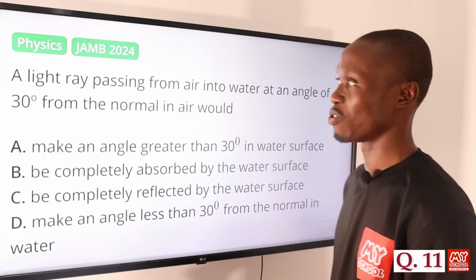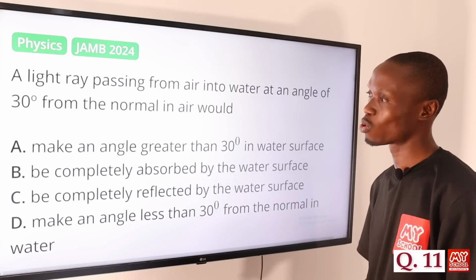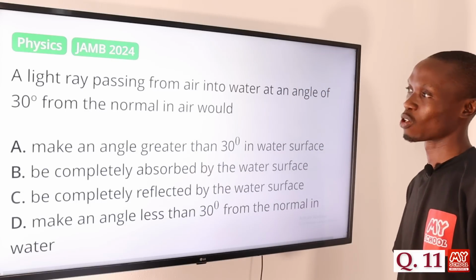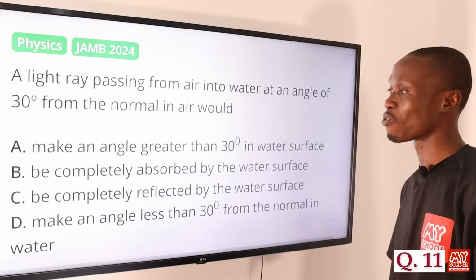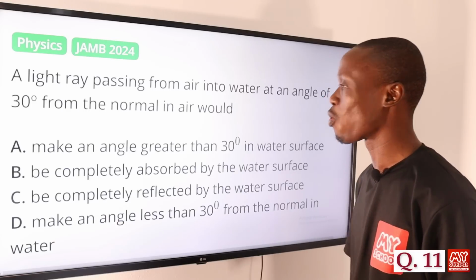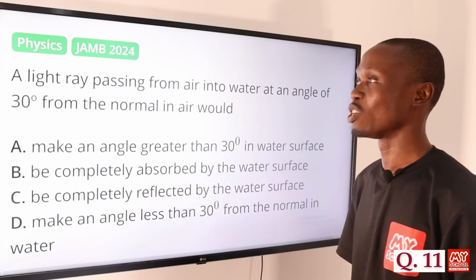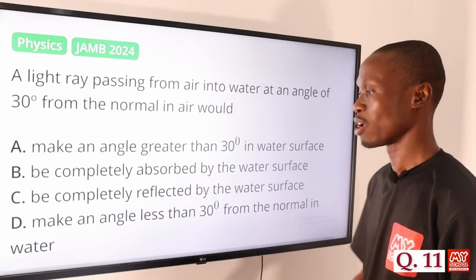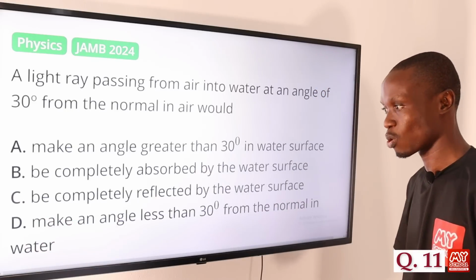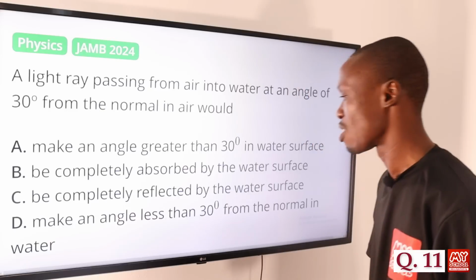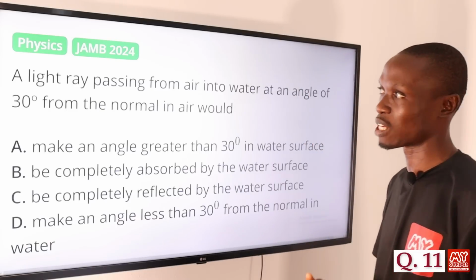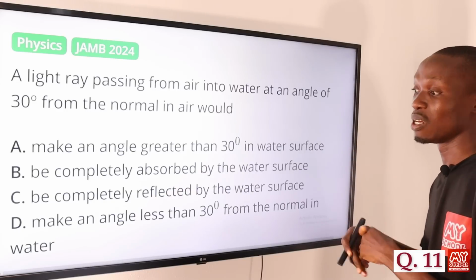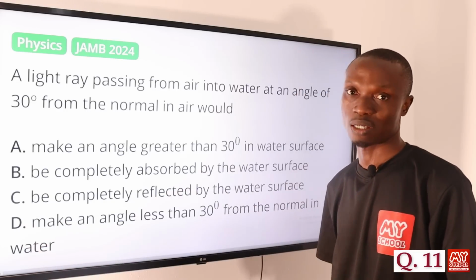So when a light ray passes from air into water, the light ray normally refracts towards the normal. According to Snell's law, the angle of refraction will be less than the angle of incidence when the light ray is moving from a less dense medium to a denser medium. So that makes option D the correct answer to this question: make an angle less than 30 degrees from the normal in the water, and the reason for that is because air is a less dense medium when compared to water, which is a denser medium. So option D is the correct answer.